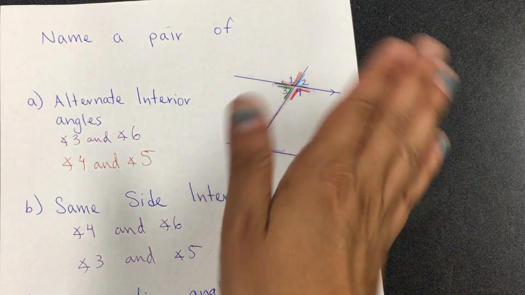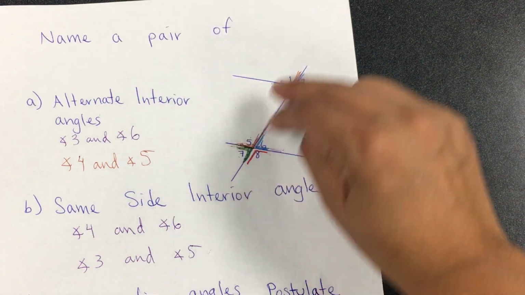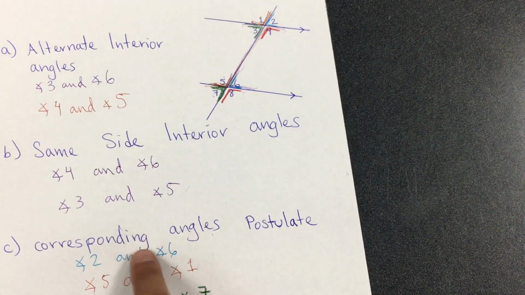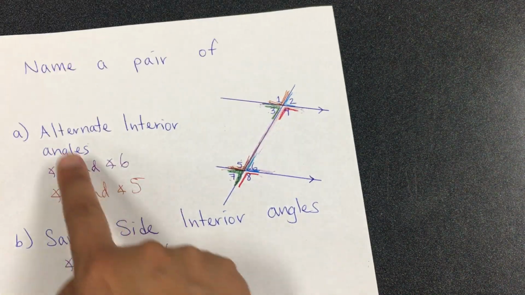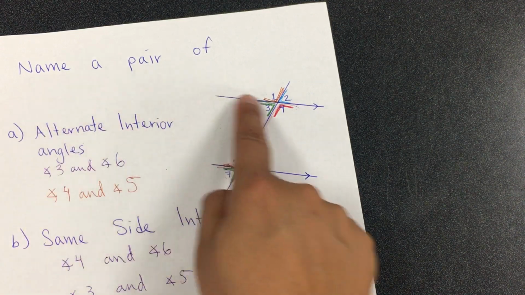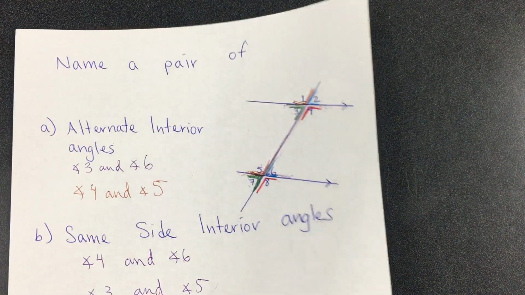It's like little boots, but they're turned around, but they look exactly the same. Okay, exactly the same, 4 corresponding angles. Same side interior angles, letter C. Alternate interior angles from the A to the Z. De la A a la Z. Okay?